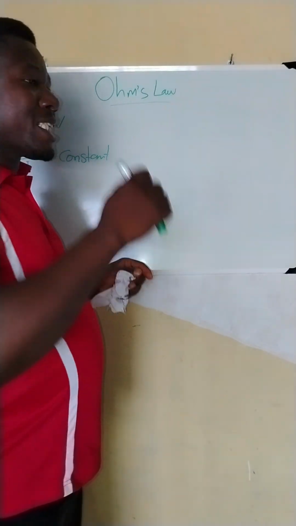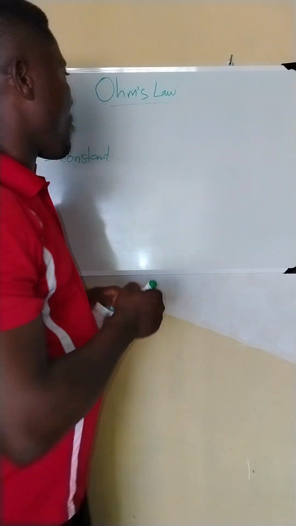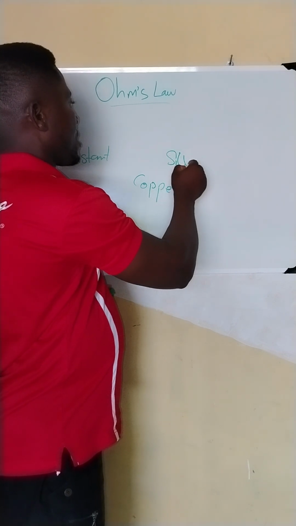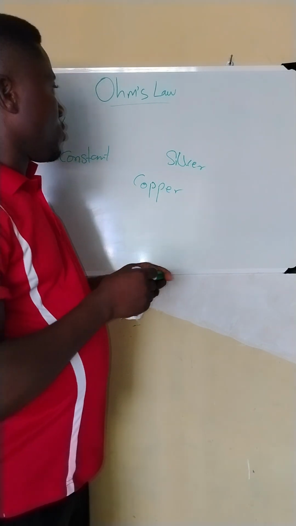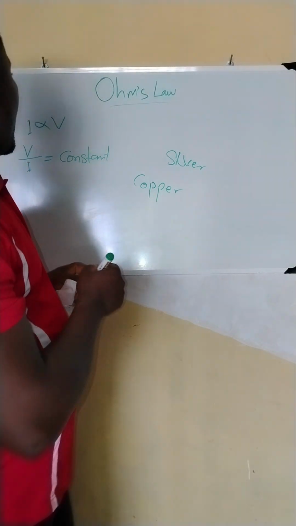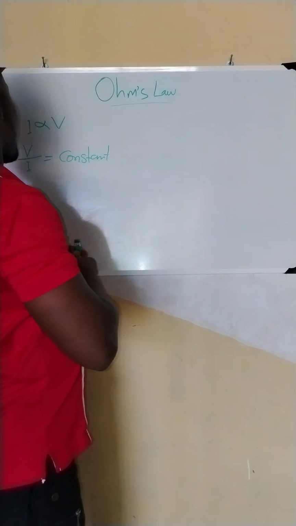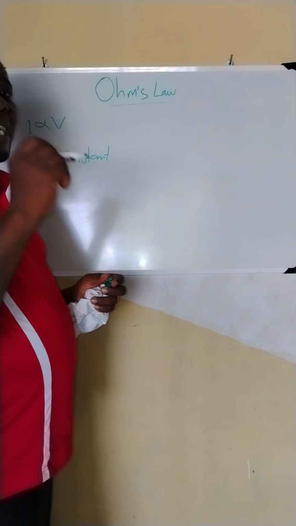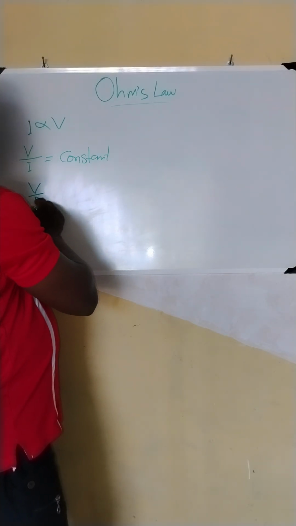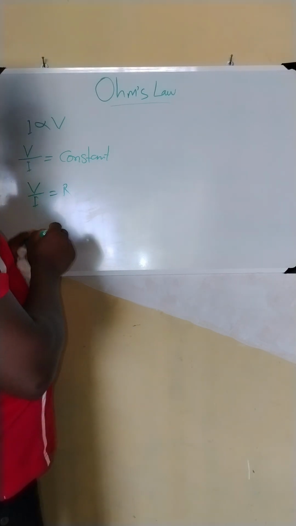And it depends on the material the wire is made of. Remember that we have copper, we have silver, we have aluminum as well. Silver is the best, followed by copper, then aluminum. So this constant, like I said earlier, is the resistance of that conductor. So here, V over I is equal to R.